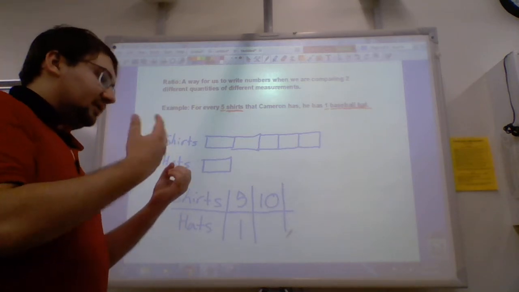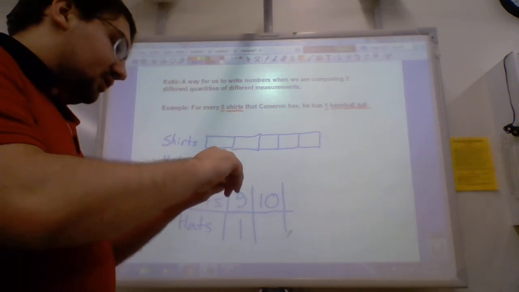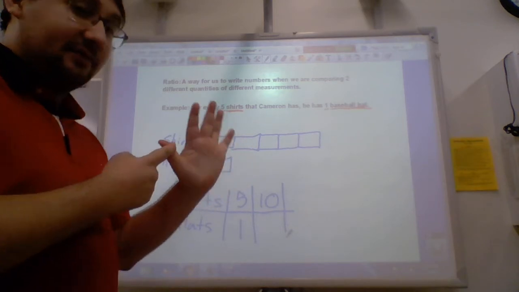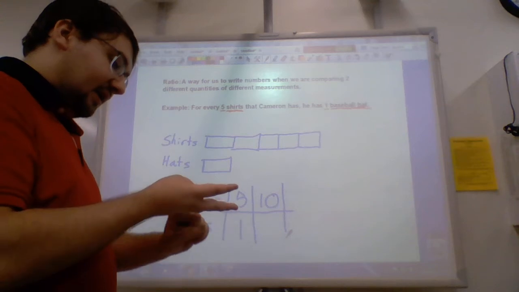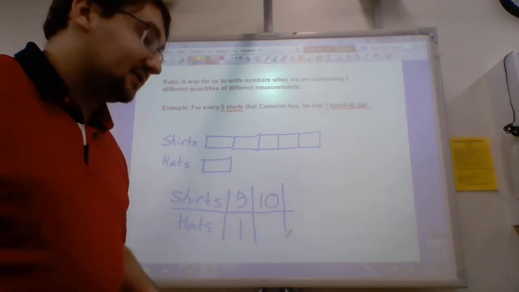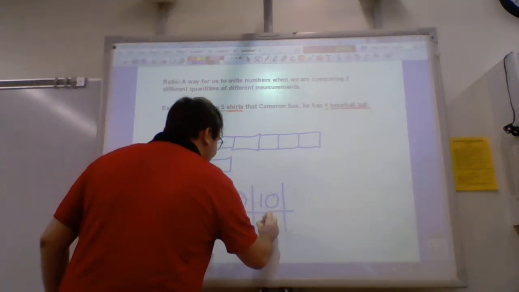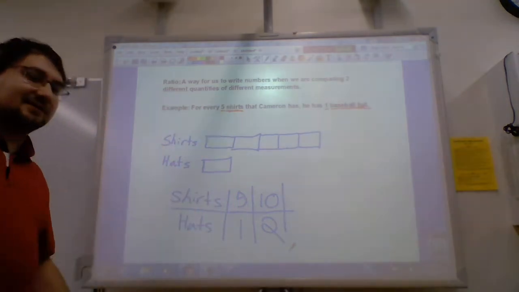So, let's count up to 10. 1, 2, 3, 4, 5. Well, that's 1 baseball hat. 6, 7, 8, 9, 10. Well, that's 2 baseball hats. So if he has 10 shirts, that means he has exactly 2 hats.